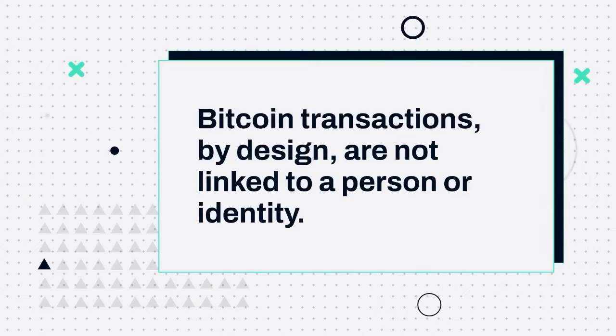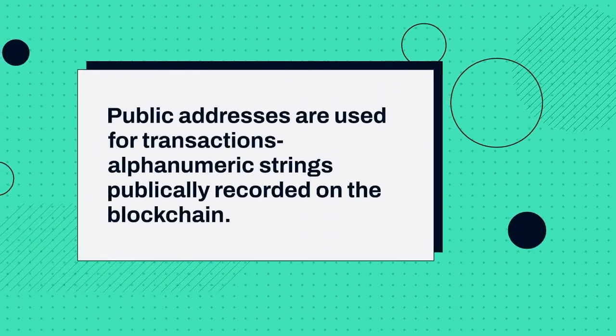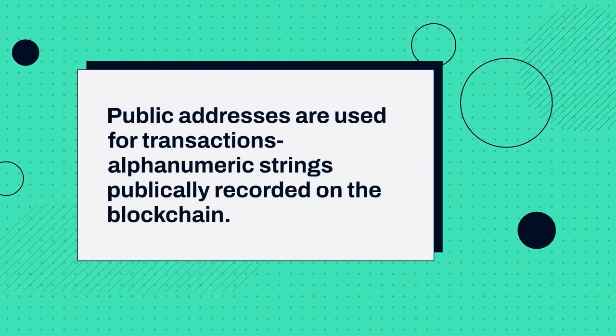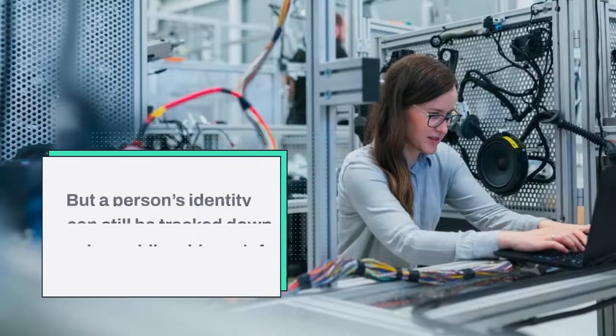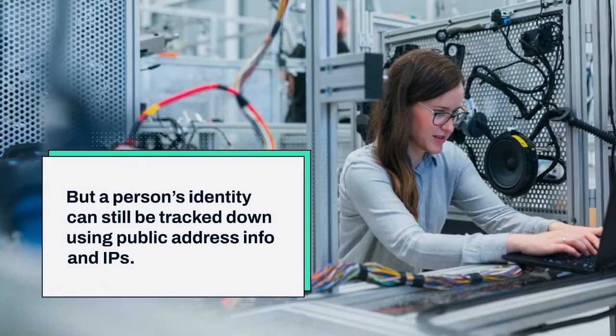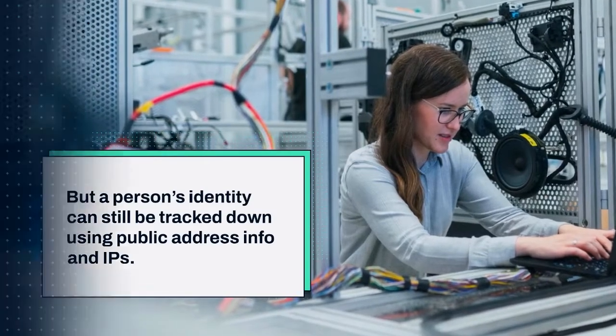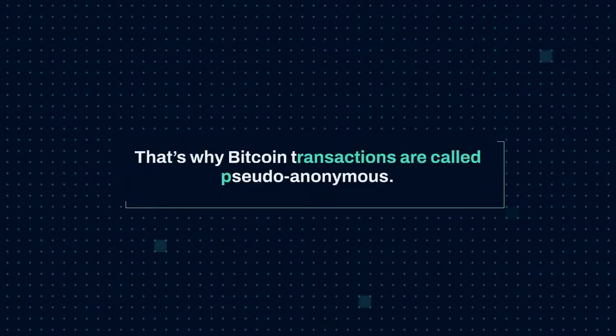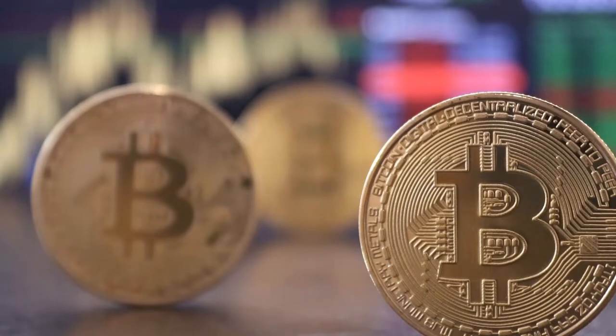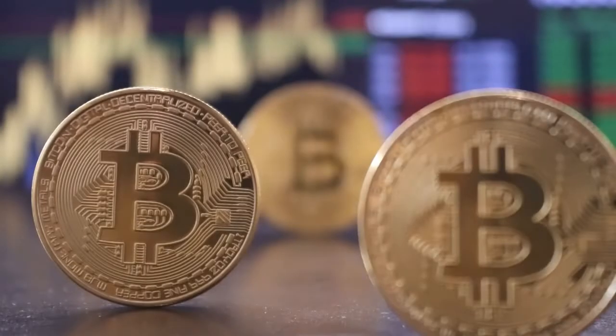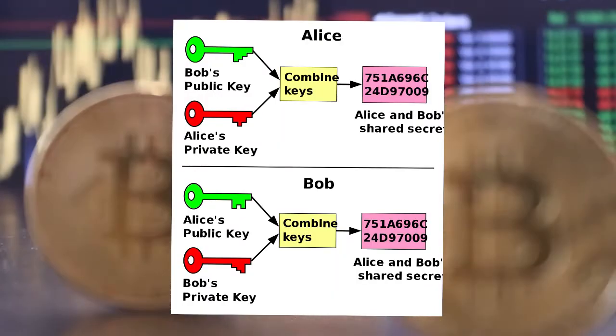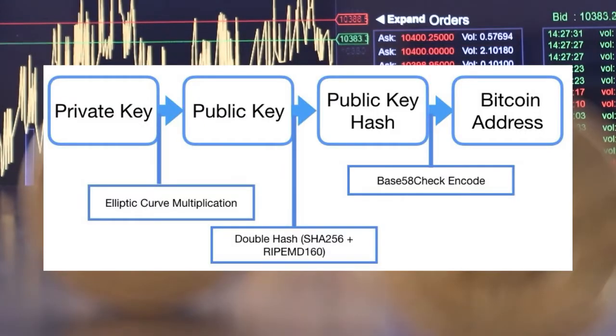Bitcoin transactions, by design, are not linked to a person or identity. Public addresses are used for transactions, alphanumeric strings publicly recorded on the blockchain. A person's name, physical address, or email is found nowhere in the transaction, but a person's identity can still be tracked down using public address info and IPs. That's why Bitcoin transactions are called pseudo-anonymous.